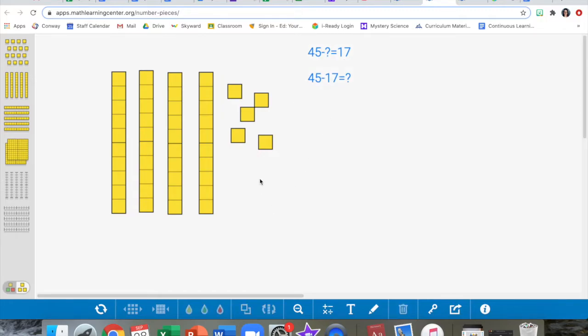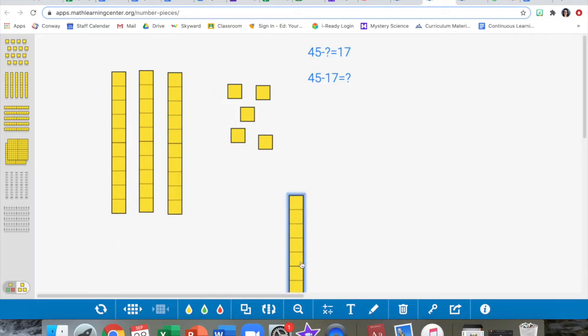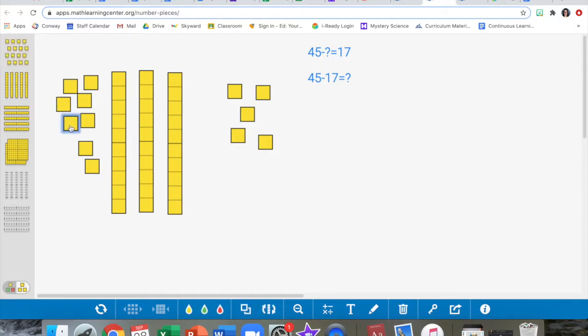Okay, let's take away 17 of these blocks. Right away I run into a problem. I only have 5 ones, but I need to take away 7 of them. We're going to have to break this 10 into 10 ones. So let's trash that one and get 10 ones. 1, 2, 3, 4, 5, 6, 7, 8, 9, 10. Whew. Okay. Now we still have 45. Here's the 10, 20, 30, 40, and 45.